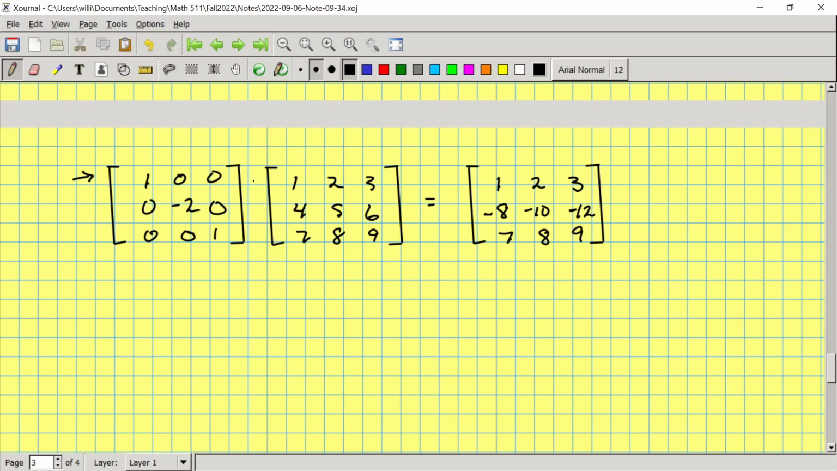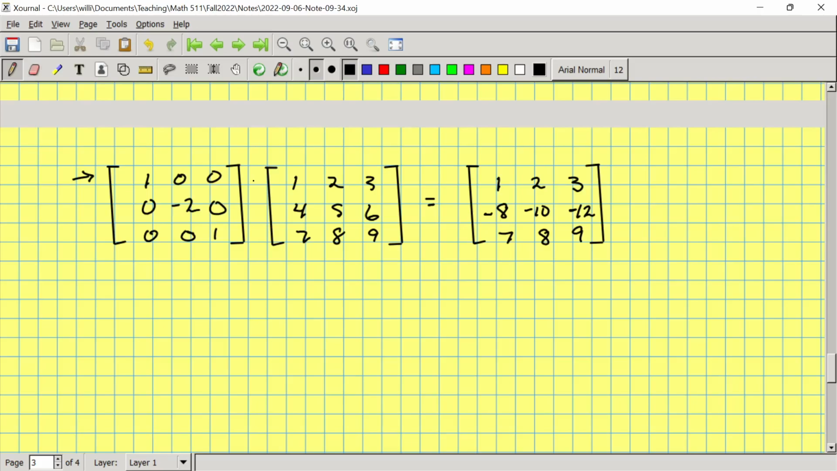Are type 3 elementary matrices invertible? Well, if I add 2 times row 1 to row 2, what would be the opposite of that? What would undo it? Subtracting 2 times row 1 from row 2. So, yes, it's invertible. Does this make sense? And it's easy to write down its inverse.